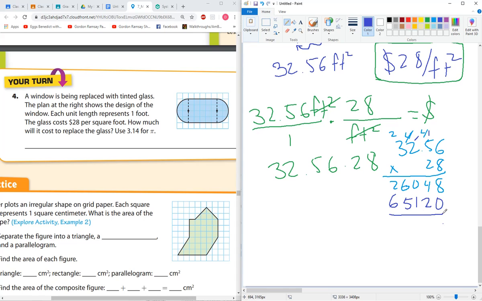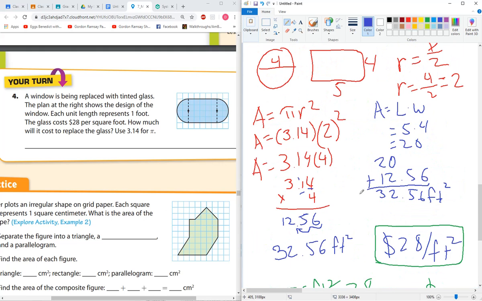Bring it all down. 8 plus 0 is 8. 4 plus 2 is 6. 0 plus 1 is 1. 6 plus 5 is 11. So here, carry the 1. And 6 plus 2 is 8, plus 1 is 9. And I had 2 decimals in my problem, so I have 2 decimals in my answer. The final answer is $911.68. Alright? And that's it for this problem.